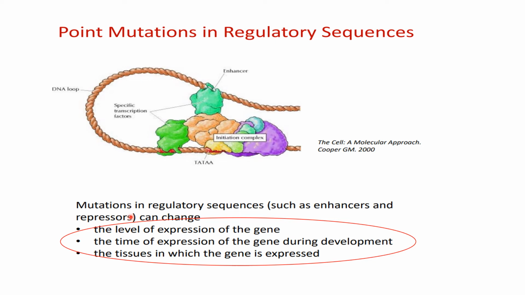It helps in transcription. If a mutation occurs in this regulatory sequence, it can disrupt the transcription factor binding sites and/or create new ones. Sometimes it can change the level of expression of the gene, the time of expression of the gene during development, and the tissue in which the gene is expressed.